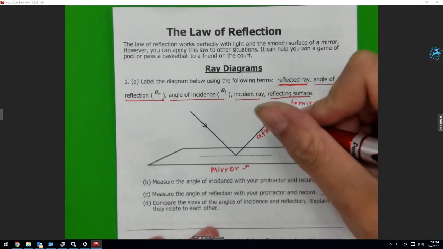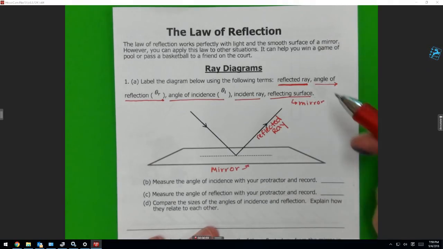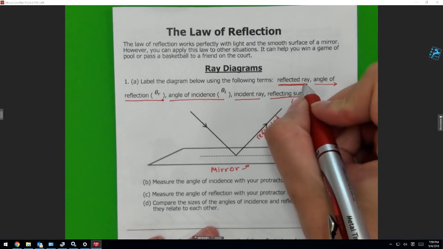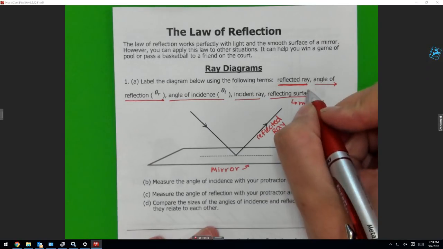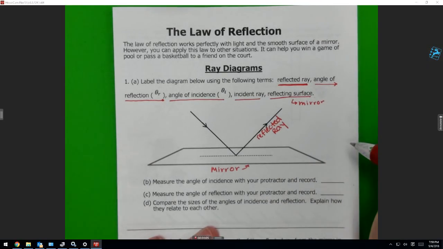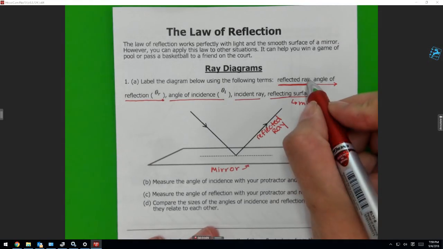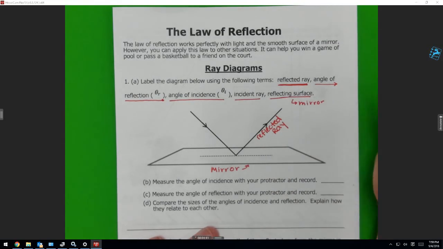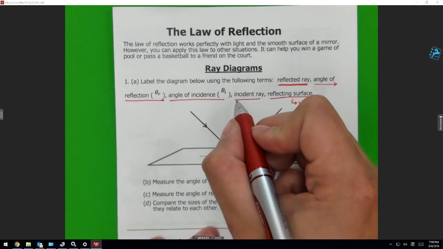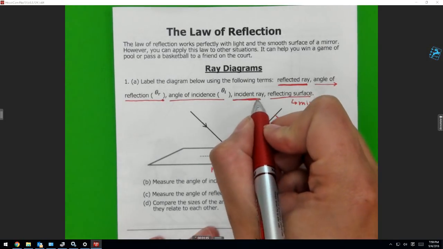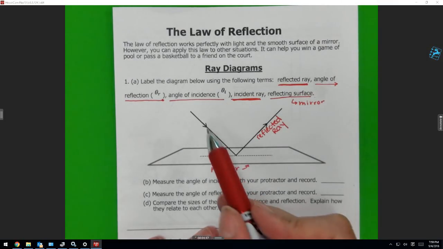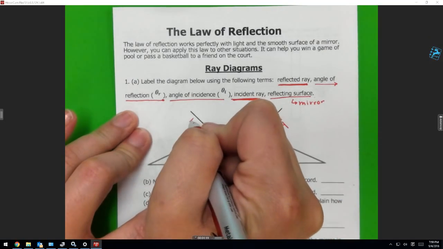And remember, light goes in rays. Rays are when you have an endpoint and then it goes on forever in one direction. So your ray has to start somewhere, like in your laser pointer, and then it goes on forever in the other direction. So if we have our reflected ray, the only other ray we have is the incident ray, which has to be this one. So I'm going to label that one as incident ray.